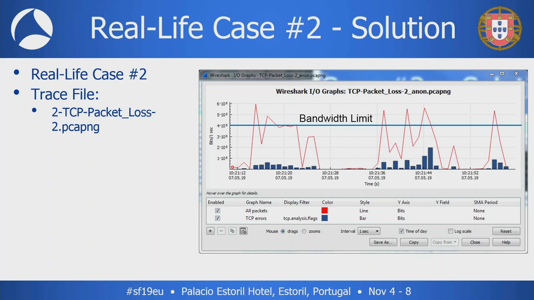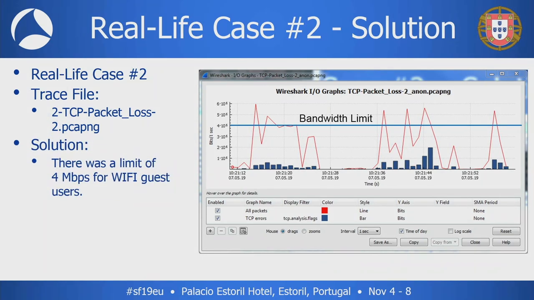So actually, that was the guest limit for Wi-Fi. Whenever we were exceeding 4 megabit, we had packet loss, and there was no way around it.